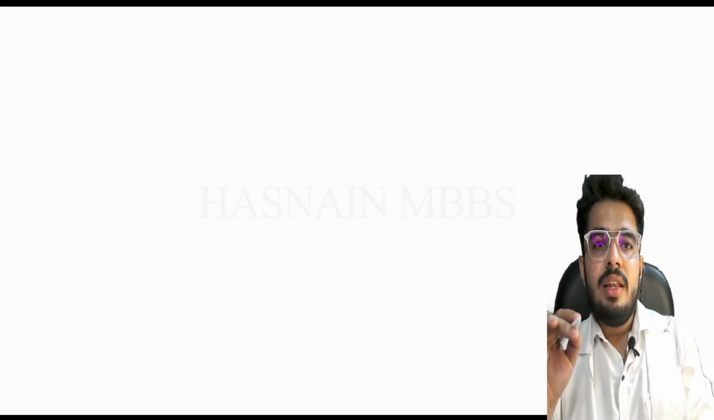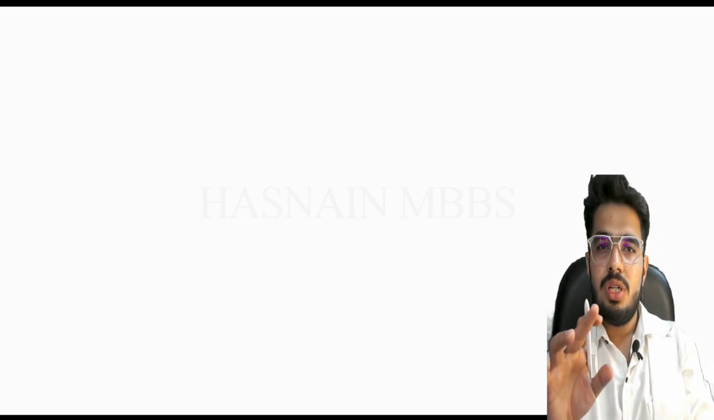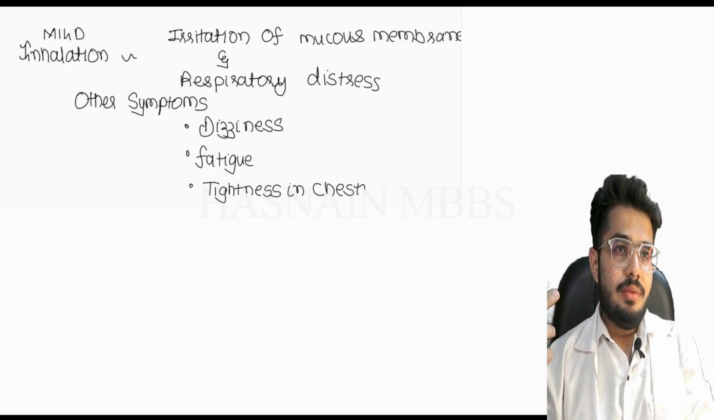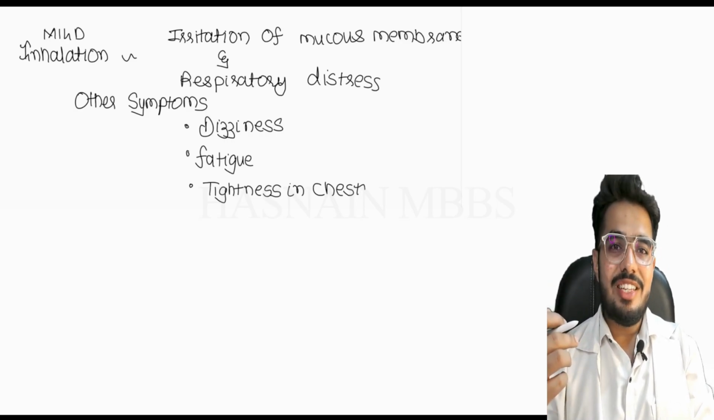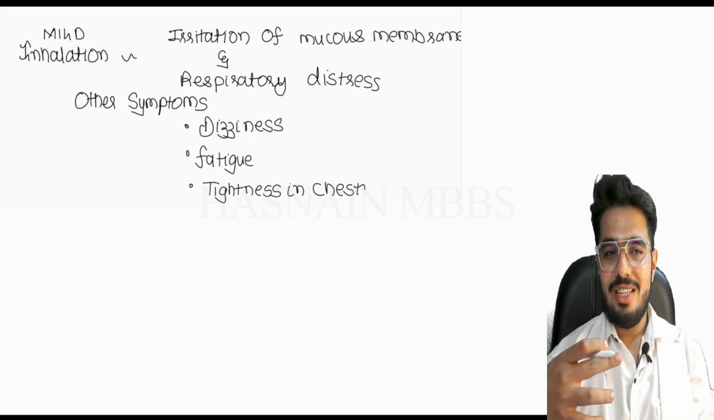First, we will understand mild inhalation. If aluminum phosphide is inhaled in mild, not severe large quantity, in a small quantity, what will be the signs and symptoms? First, it will irritate the mucous membrane. Then there will be respiratory distress. And other symptoms will be dizziness, fatigue, and tightness in the chest.